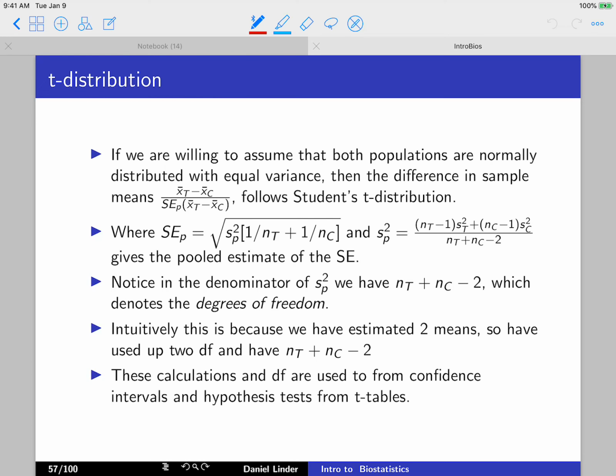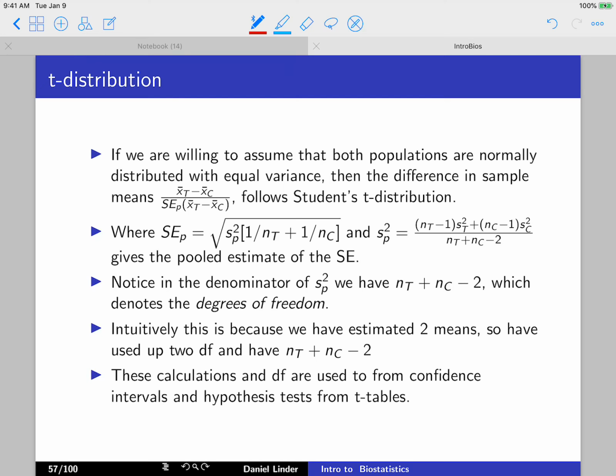So how is this t-distribution used in the two-sample case? Well, if we're willing to assume that both populations are normal and they have equal variance, then the difference in sample means, so that's this numerator, scaled by an appropriate estimate of the standard error, which I'm calling SE sub p, the pooled estimate of the standard error of this difference, then this quantity follows a Student's t-distribution.